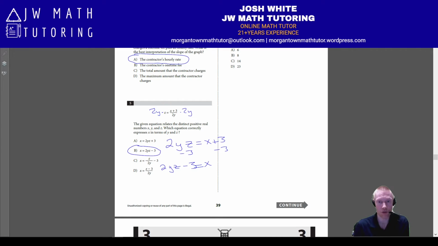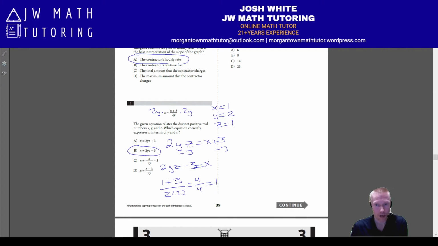So just to show you briefly, with one example how you would do that, I'm going to let x equal 1, and I'm going to let, let's say, y equal 2. So when I plug that in up here, I get 1 plus 3 over 2 times 2. So that gives me 4 over 4, which is 1. Therefore, z is going to equal 1.